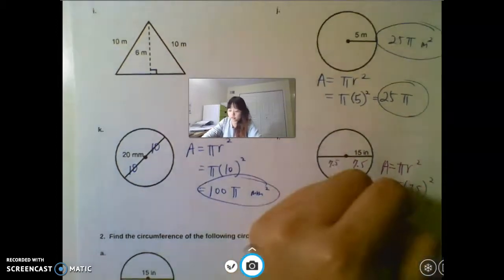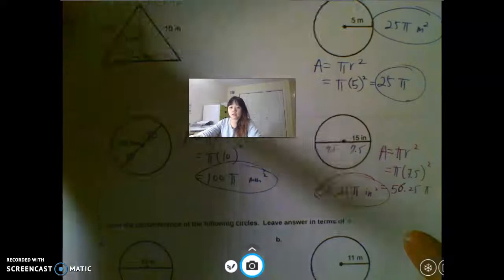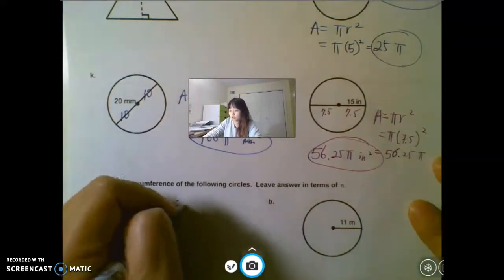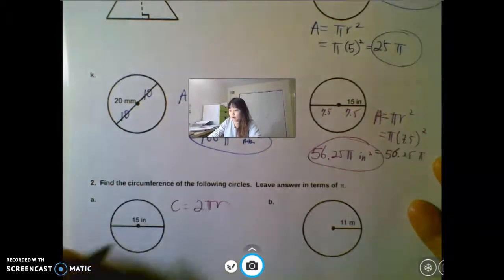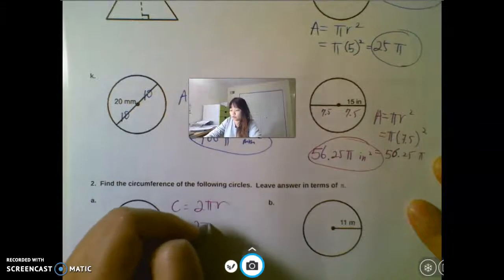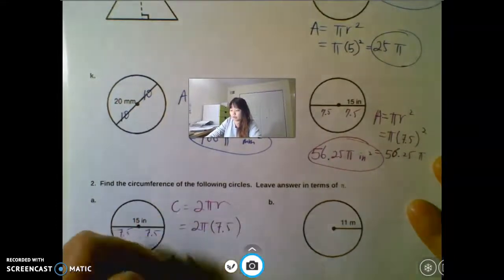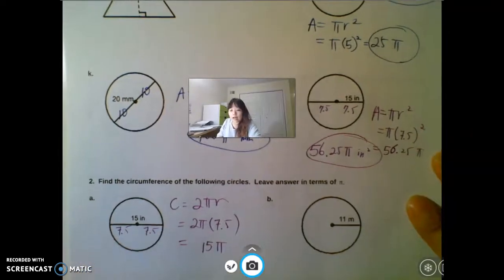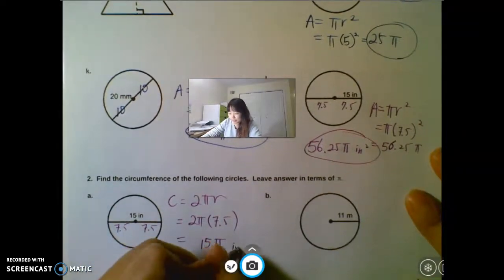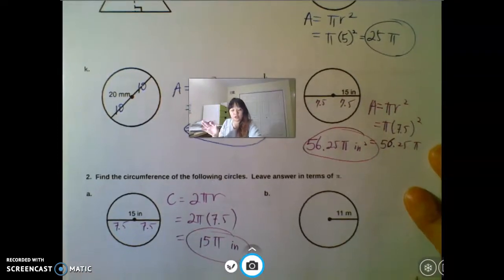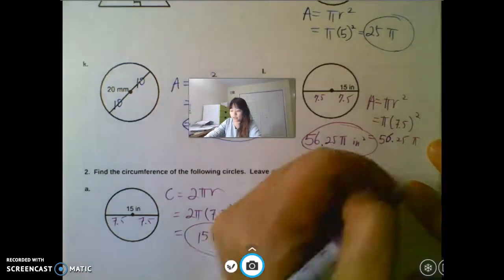That's a 6. All right, the last one is asking you to find the circumference of a circle. Circumference is 2 pi r. So that's also 7.5 and 7.5. So it'd be 2 pi 7.5. That gives you 15 pi inches. Circumference is a length, so it's not squared, it's just regular the way it is.